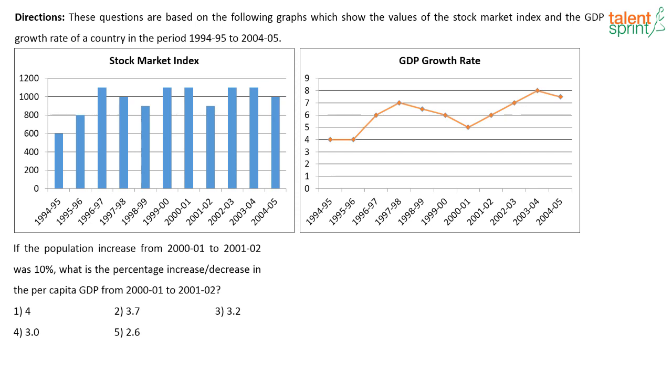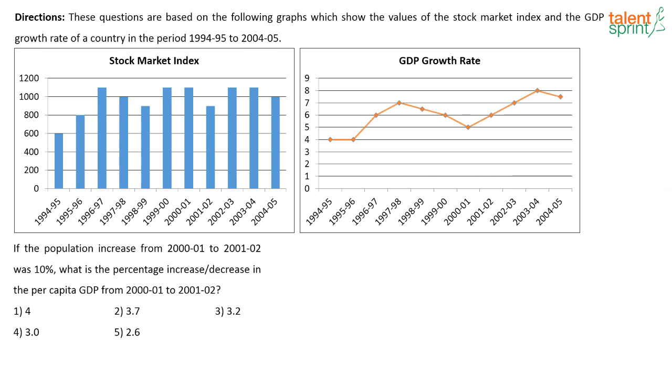How will you solve this? If the population increase from 2001 to 2002 was 10%, what is the percentage increase or decrease in the per capita GDP? Here we are not given any values. We know the GDP growth rate, and nothing else is given. They have not said what the GDP is. So let us just assume some values and then try to solve the question.